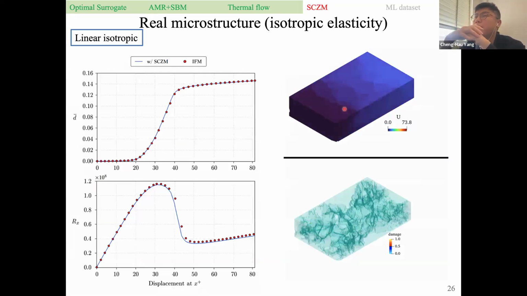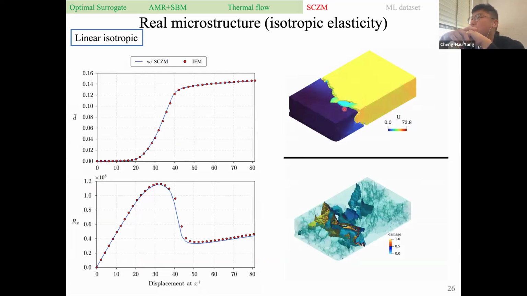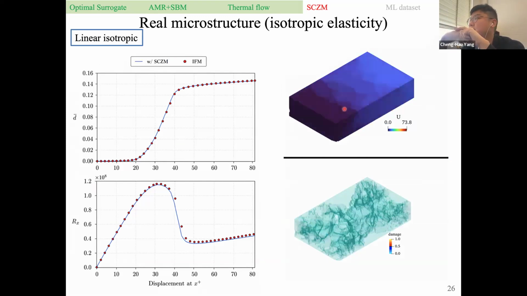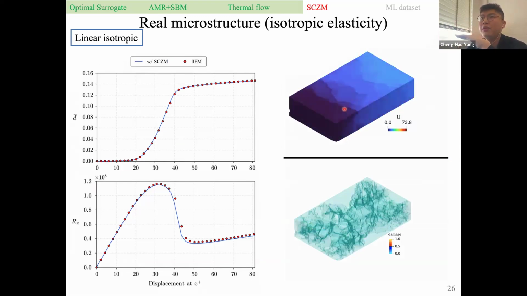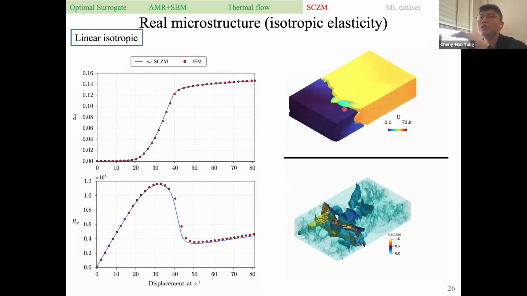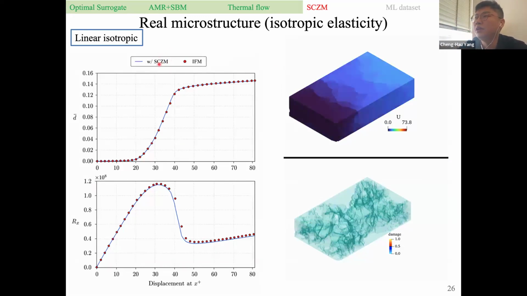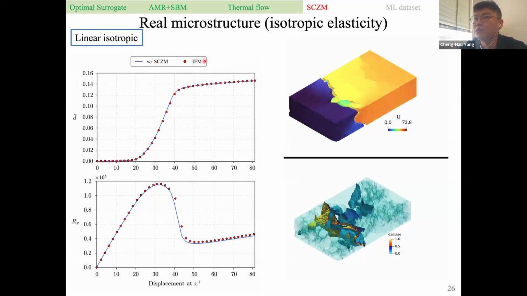Yeah, and we also test the problem for a real microstructure. Here we have 37 grains, and we also try to pull the material. You can see the average damage and the reaction force with respect to time. The shifted cohesive zone method all match very well with the interface fitting method.